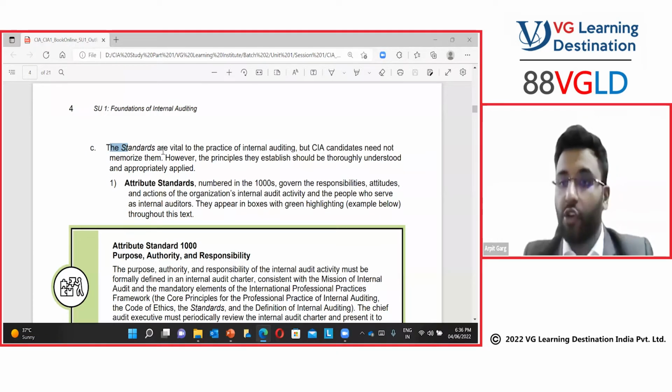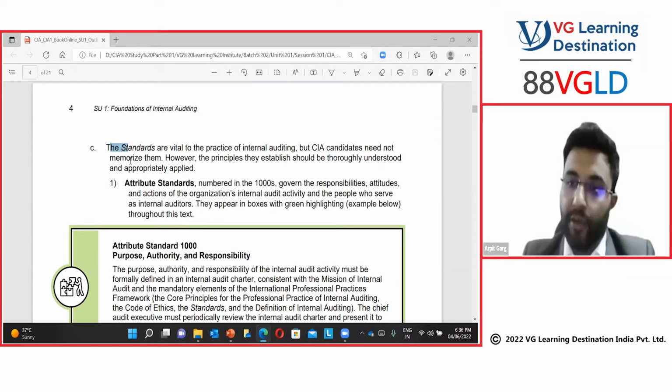As I said, we don't have to remember the numbers. What does 1000 standard is? What is 1010? We don't have to remember the series, folks. We don't have to learn or memorize them. We have to just understand them. It's vital to the practice of internal auditing, but CIA candidates do not memorize them. How the principles they establish are thoroughly understood and appropriately applied.